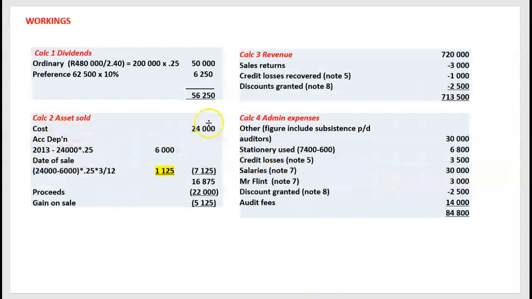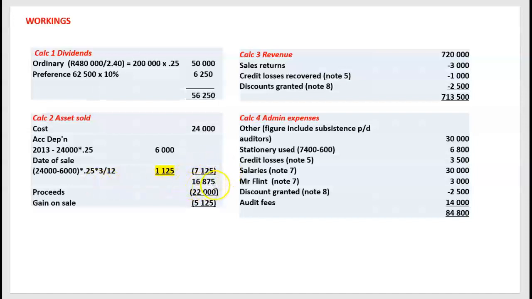The cost was initially 24,000, diminishing balance method. So in 2013, we would have written off 25% of the 24,000. In the current year, the carry value of the asset at the beginning of the year was 18,000, multiplied by 25%, multiplied by the 3 months that we've used the asset, which gives us 1125. So the accumulated depreciation as at the date of sale was 7125.